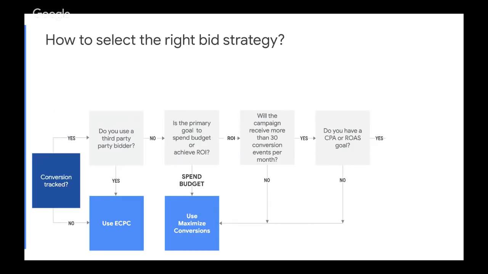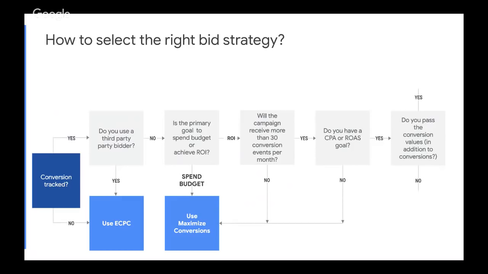If the answer to that question is yes, we will get more than 30 conversions per month, then you have to figure out a CPA or a ROAS goal. Most companies will have a good understanding of what they're willing to pay for a conversion or what the return on ad spend has to be. In that case, we have one more question: do you pass the conversion values through the tag?